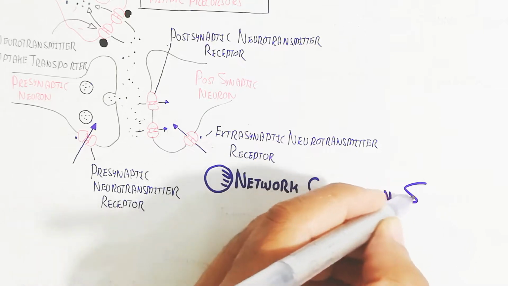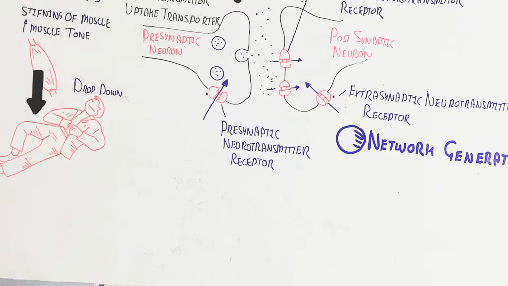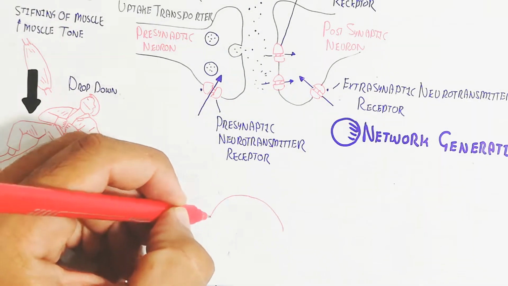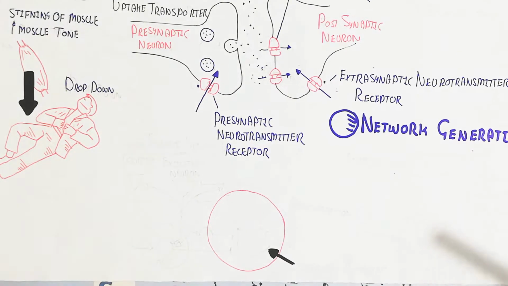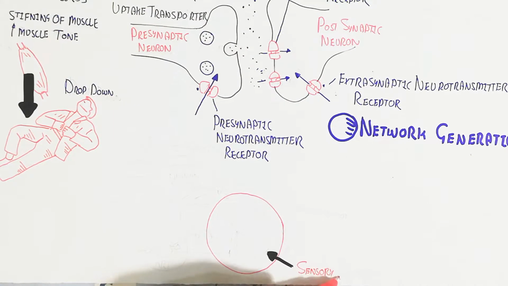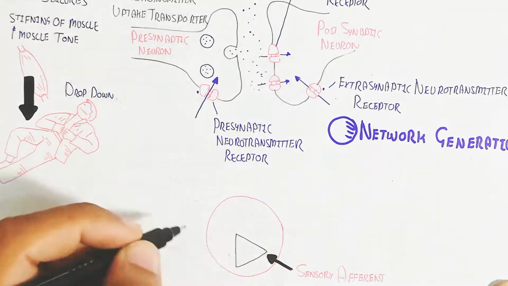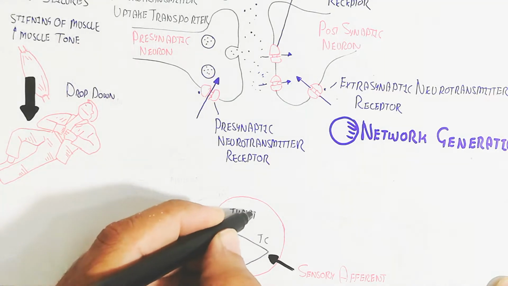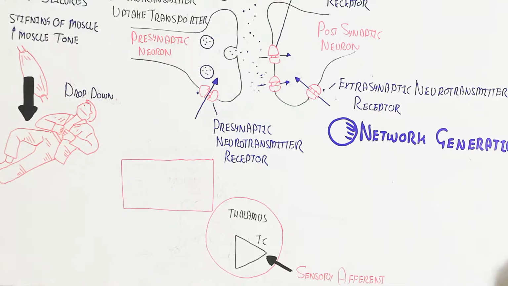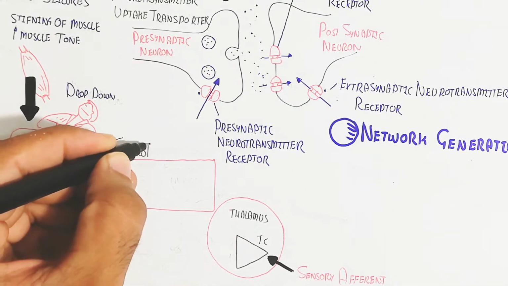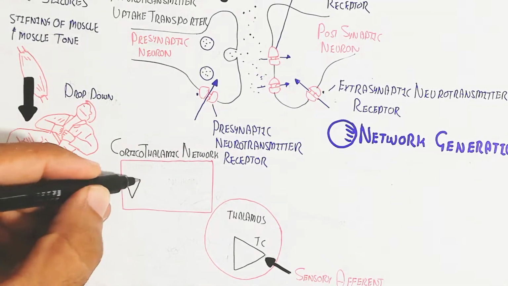So in this way, the network generation of the seizure we will discuss now. First of all, the sensory afferent nerves, which come from the somatic nervous system, the peripheral nervous system, will go into the thalamus, and after going to the thalamus, the TC, the thalamocortical neuron, this is the excitatory neuron.